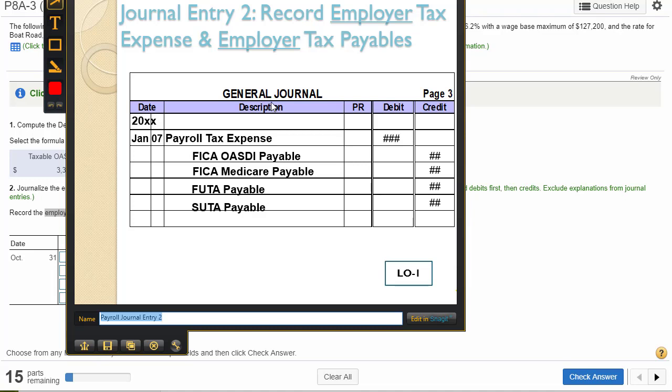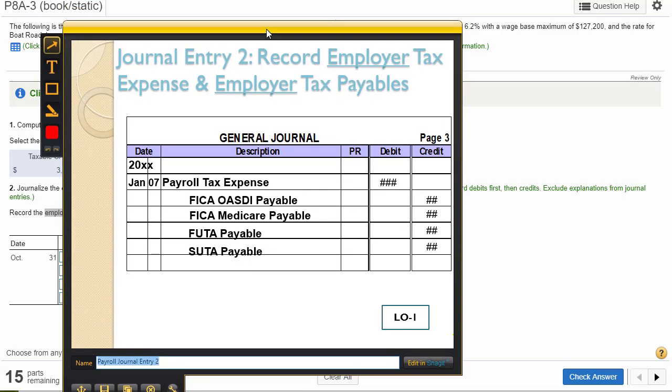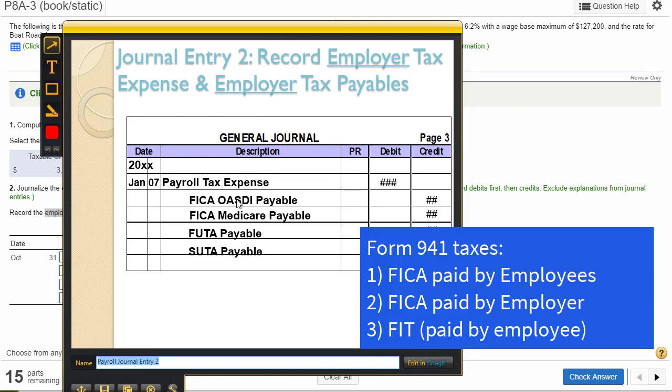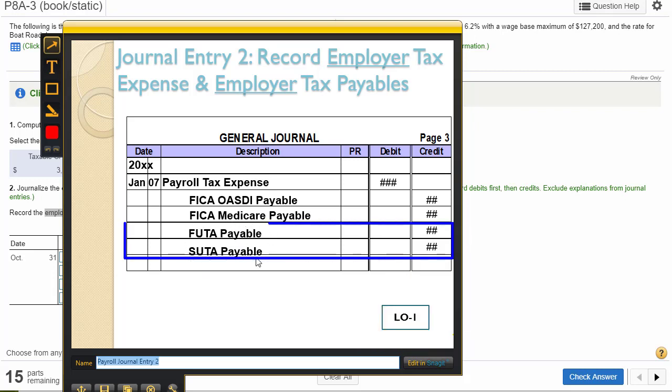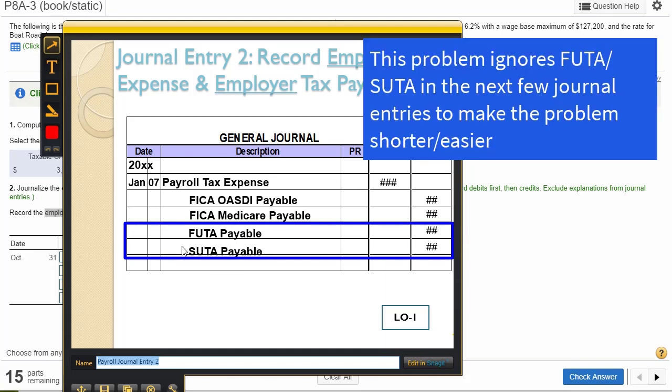Now this problem is emphasizing the 941. Do you remember what the 941 taxes are? They're FICA and FIT. So we've got OASDI, Medicare, and then FIT. In this problem, we're going to ignore FUTA and SUTA because the authors just wanted to make this problem easier for you. So when we do this transaction, we're going to skip FUTA and SUTA, but don't get confused. Don't think, well, why are we not paying those? Because in the real world, we would have to pay those as the employer.